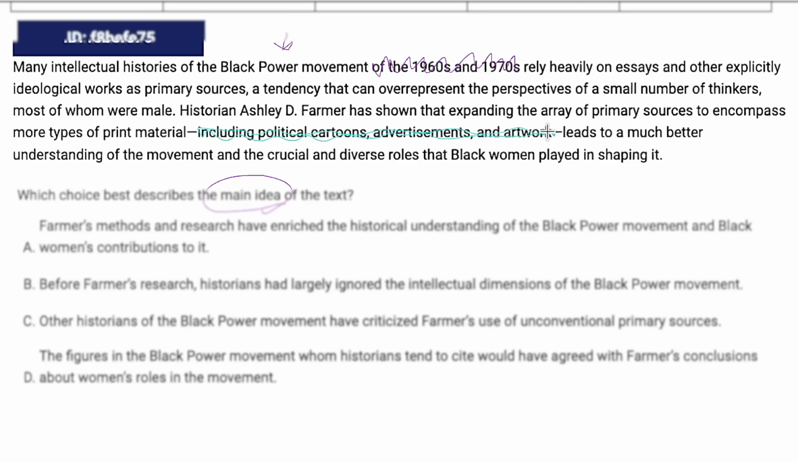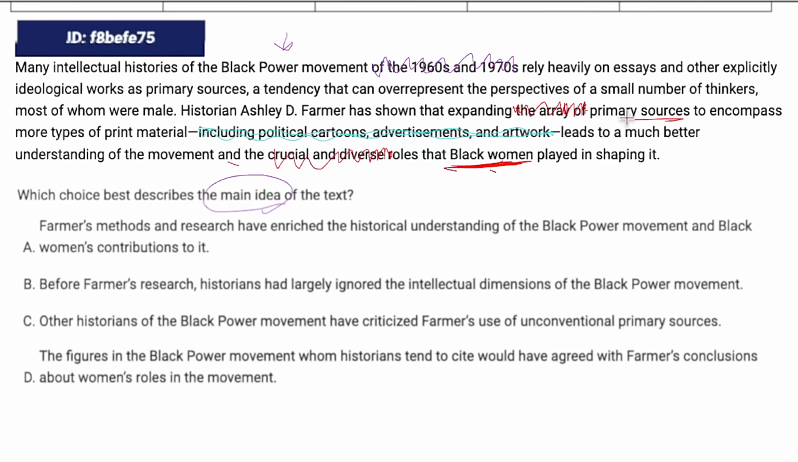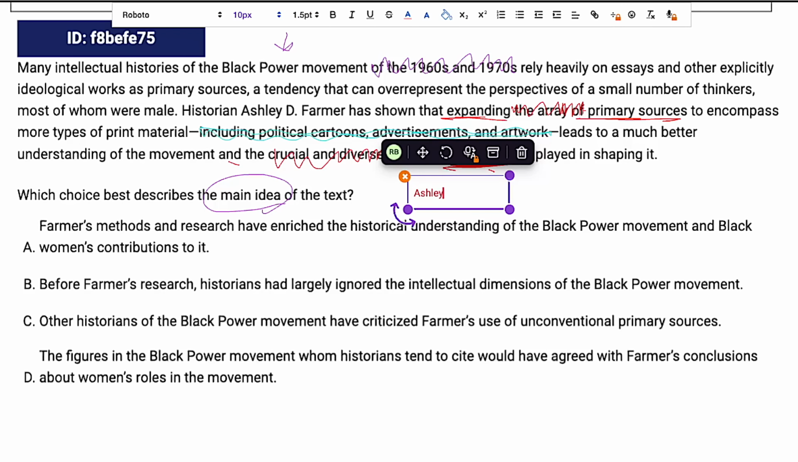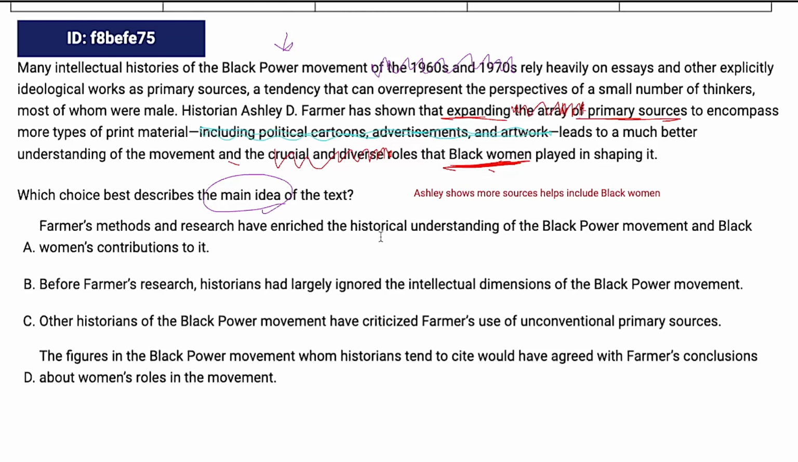"Has shown that expanding the array of primary sources to encompass more types of print material," so again, we don't need the detail of which types of print material, "leads to a much better understanding of the movement and the adjective and adjective roles that Black women played." So then I know I'm focusing on Black women's role, expanding primary sources, and that's basically the main idea, right? So going back to some of my first tips, we do see that the main idea shows up in the last sentence here. And to rephrase it, I'd probably say something like, Ashley shows more sources help include Black women. Cool. Choice A.